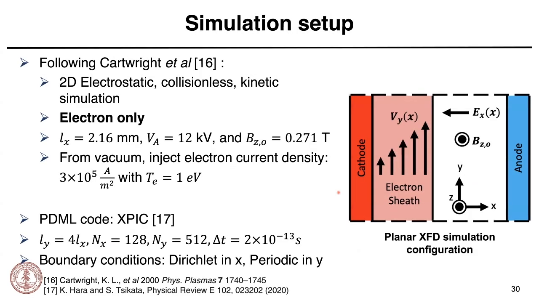Briefly, talking about the simulation setup, here's essentially what it'll look like. It'll be a cathode on the left and an anode on the right. It's a 2D particle-in-cell, collisionless, electrostatic, with electrons only. We'll be injecting a certain fixed amount of electron current density uniformly all along the cathode surface, and we'll have periodic boundary conditions on the top, and then of course enforcing the potentials of 0 and 12 kilovolts for the cathode and anode respectively.